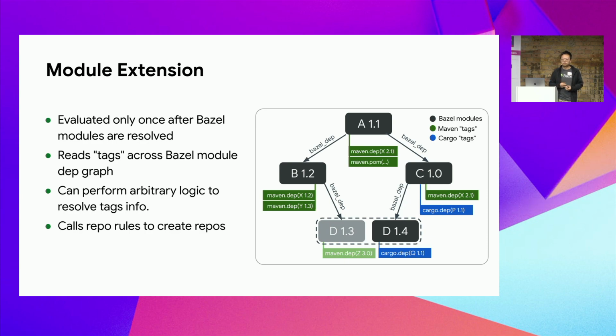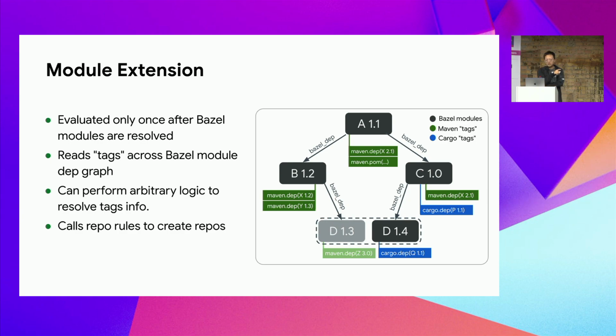Basically, a module extension is a way to introduce your customized external dependencies. The core idea is based on the observation that we can resolve other customized dependencies after the Bazel module resolution. For example, here we have A, B, C, D as Bazel modules, and each Bazel module has some, for example, Maven jar dependency or cargo crates dependency as those tags, green and blue tags there. After the Bazel module resolution, we dropped D1.3. Then we know exactly which modules need which non-Bazel dependency, right? And then we can write a module extension to resolve those dependencies.